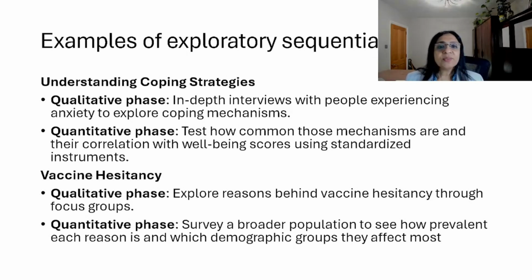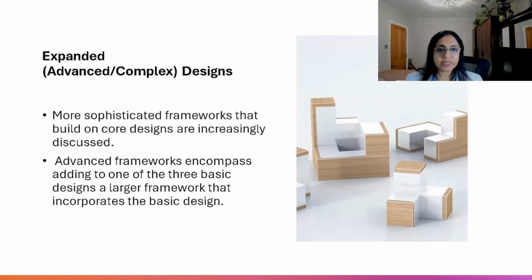One more example, the vaccine hesitancy topic. Qualitative phase: explore reasons behind vaccine hesitancy through focus groups. And quantitative phase: survey a broader population to see how prevalent each reason is and which demographic groups they affect most. So that is the end of the first part.